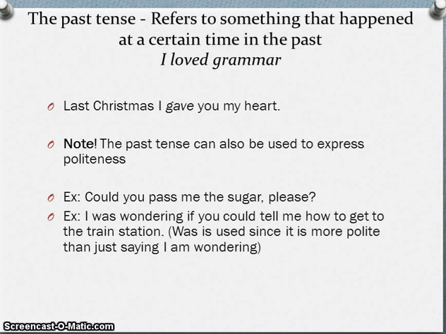We have the past tense, which refers to something that happened at a certain time in the past. For example, I loved grammar. Last time I gave you my heart. Gave is a verb in past tense.